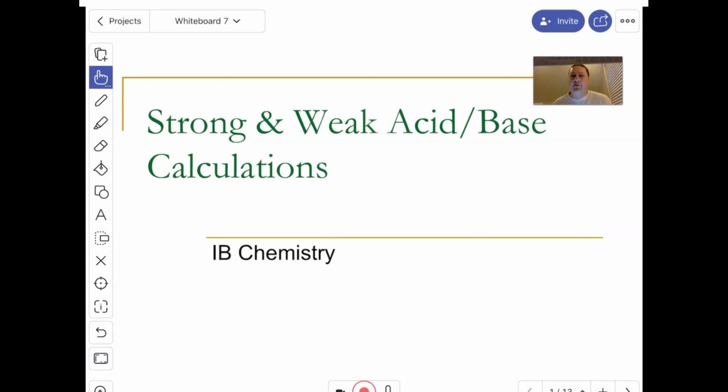Okay, so this is going to be calculations with strong acids, weak acids, strong bases, weak bases. So I think I have a lot of questions here. I might walk through a couple of them and then I might pause and let you try some of these on your own as best as you see fit.